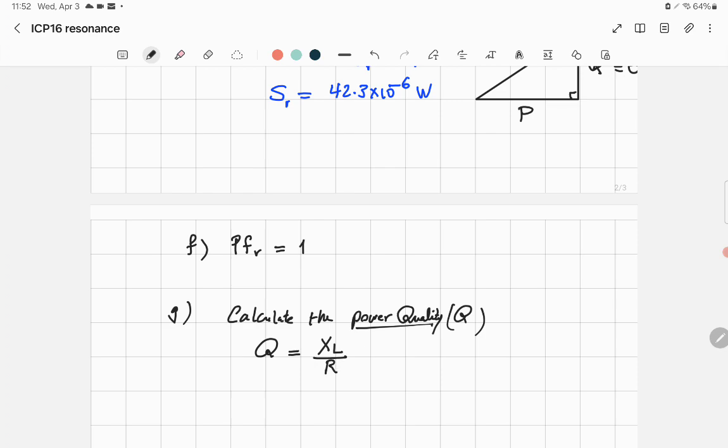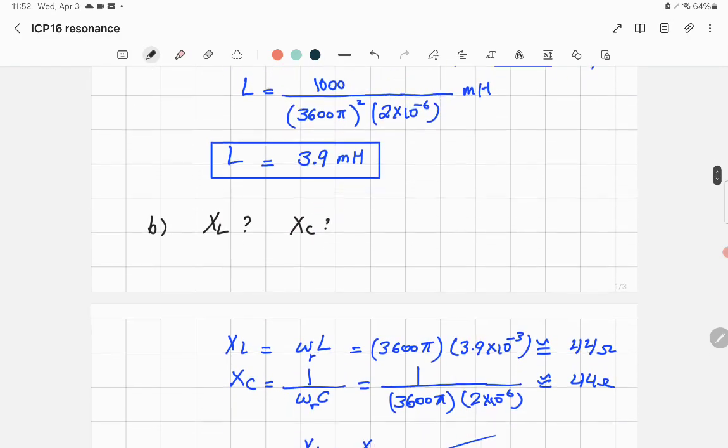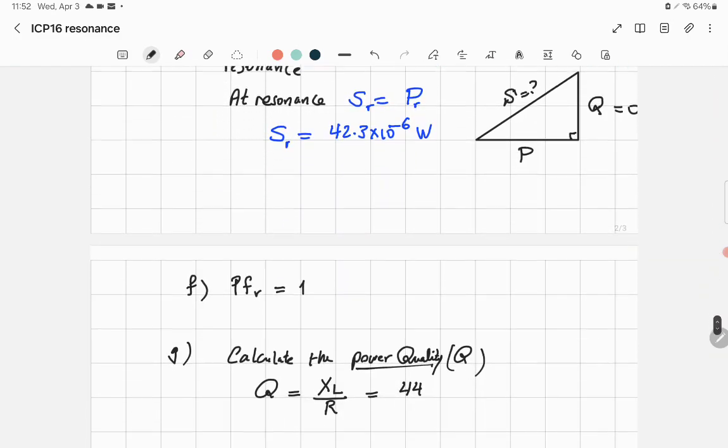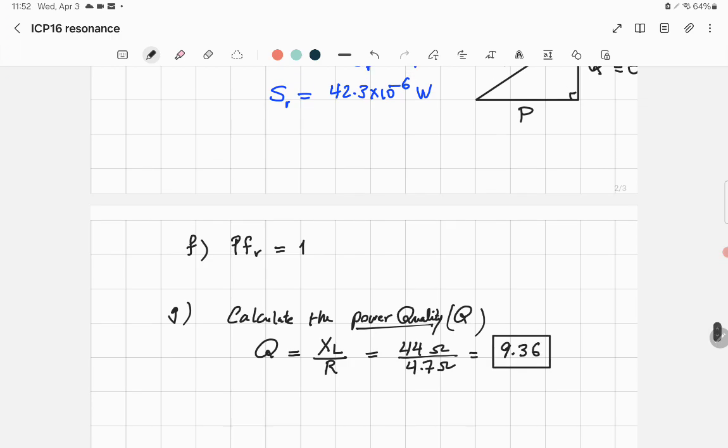XL is the reactance of the inductor by itself, which we found equal to 44. Let's just check XL. Yeah, 44 ohm. All right. And the resistance is equal to 4.7 ohm. So it's unitless. When we divide that, we'll find this equal to 9.36. That's the quality factor of the circuit. To distinguish between the reactive power and the quality factor, let's call it QR, quality factor QR, right?